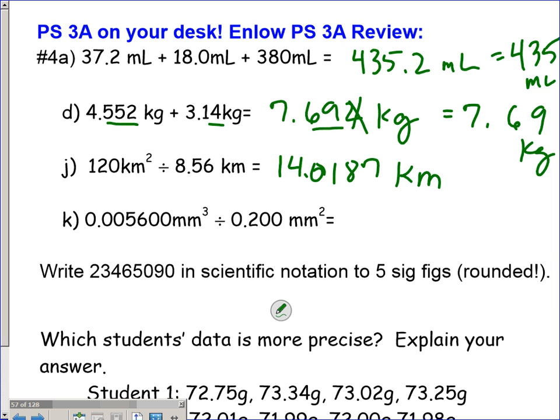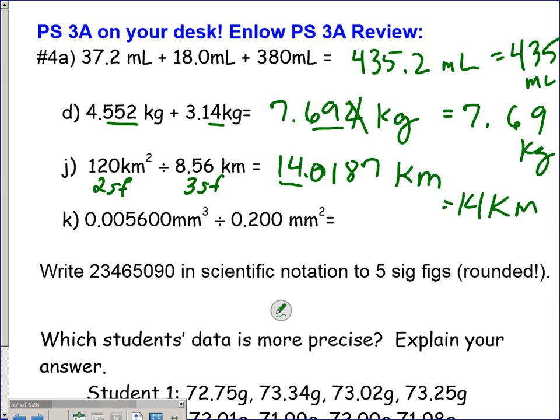I count sig figs, because this is a multiplication division problem. Sig figs in the first one is what? 2. Sig figs in this one? 3. Weakest link wins, right? So 2 sig figs are what's going to control my final answer. That's pretty easy. You record the first 2, and then you double check. Does that 0 influence the 4? No, so keep it as it is, 14 kilometers.